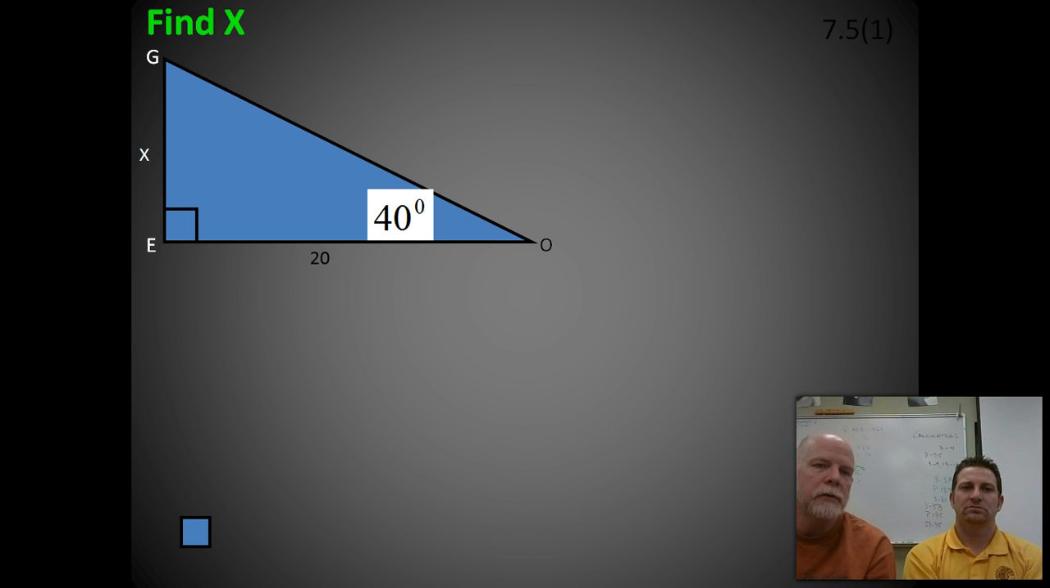And when we were using Pythagorean's theorem, if you were given 2 sides of a triangle, you could find the third. Now if we're given any one side of a triangle and one angle, besides the right angle, we can find the other sides of the triangle. Okay, so we want to find x here.